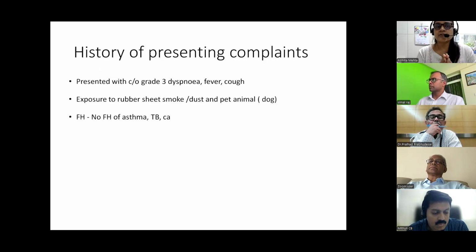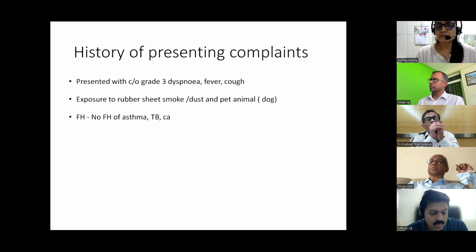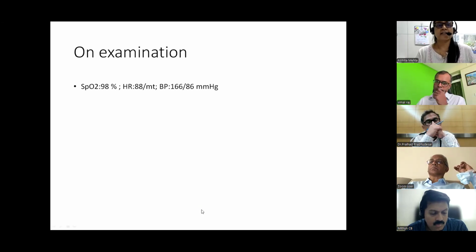He has exposure to rubber sheet. Now in Kerala, rubber is in your backyard, so most of the people we ask, and some people actually handle the rubber. He has been exposed to rubber sheet smoke for more than 10 years, that's what they are saying. And there is a pet dog. No family history of asthma or anything.